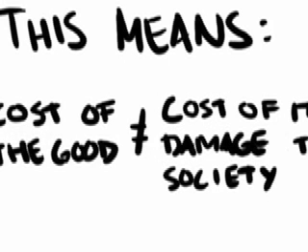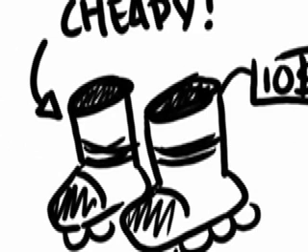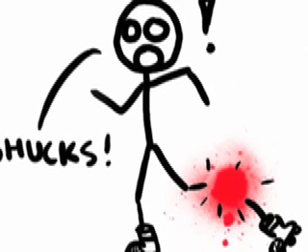Now, this is more simple than it seems. It basically means that the cost of producing the good in question is less than the cost of its impact on society. For example, you could buy a pair of cheapy $10 roller skates at a store, ride them once, and fall and break your leg, causing $5,000 worth of damage to be surgically repaired. By definition, we can see that this is actually market failure.